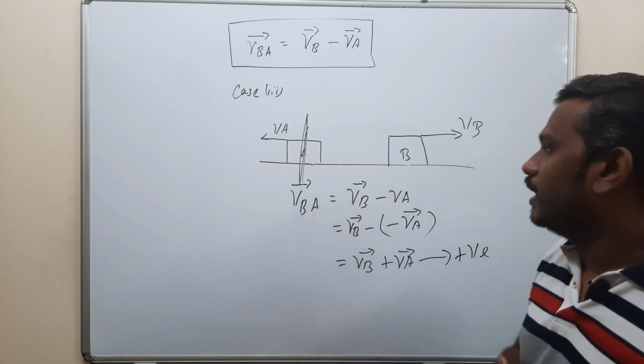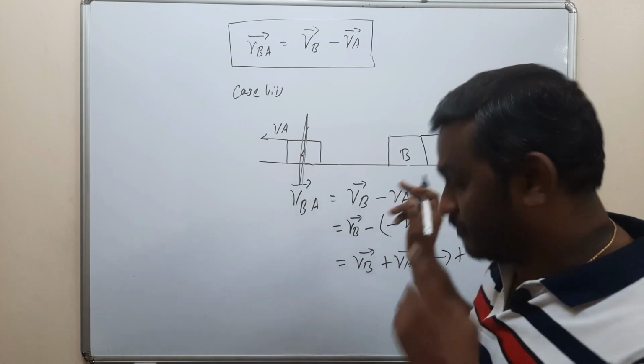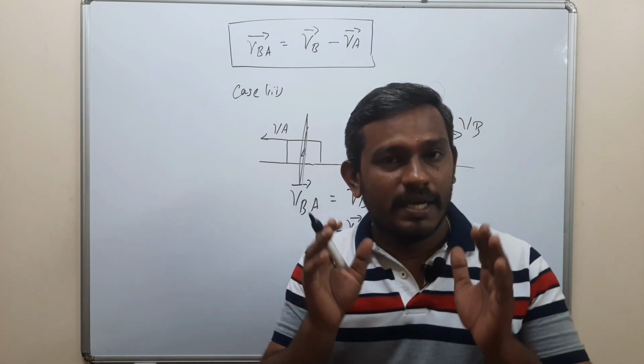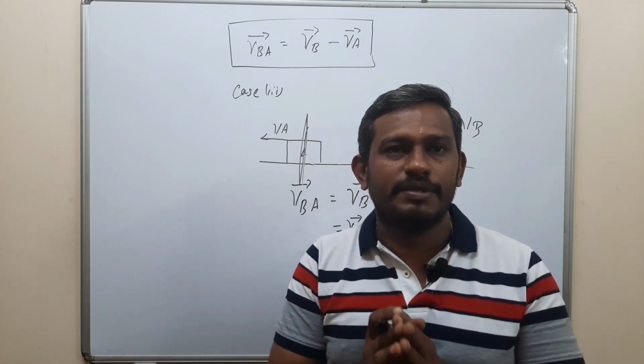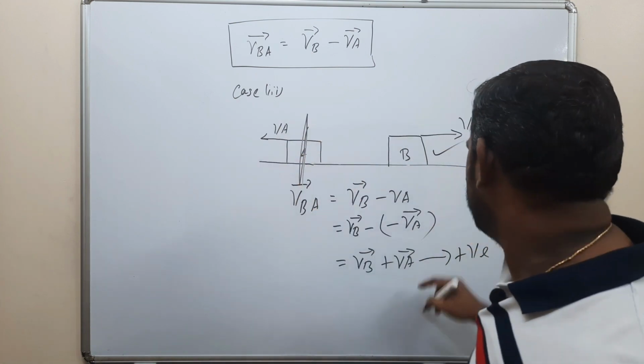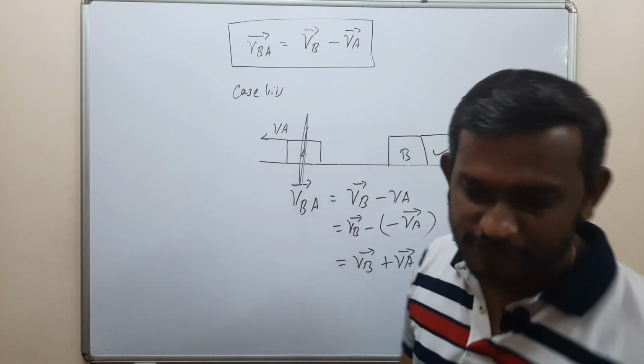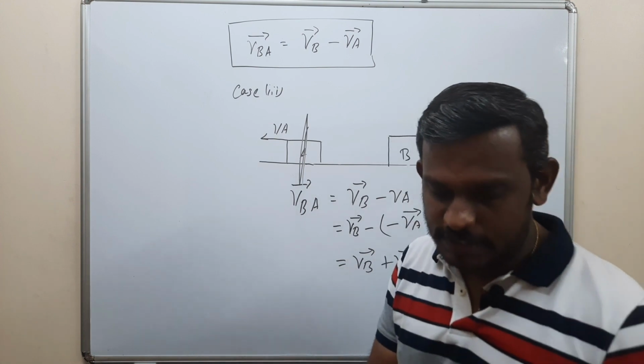That means the observer sitting on object A feels that B is always moving away from A, because it is always positive. Okay, so these are the different cases of relative velocity.